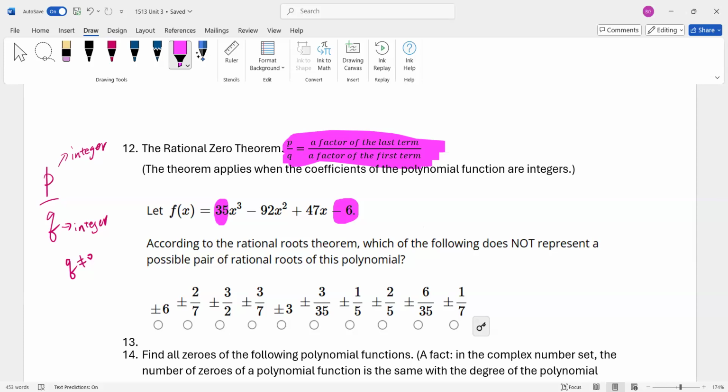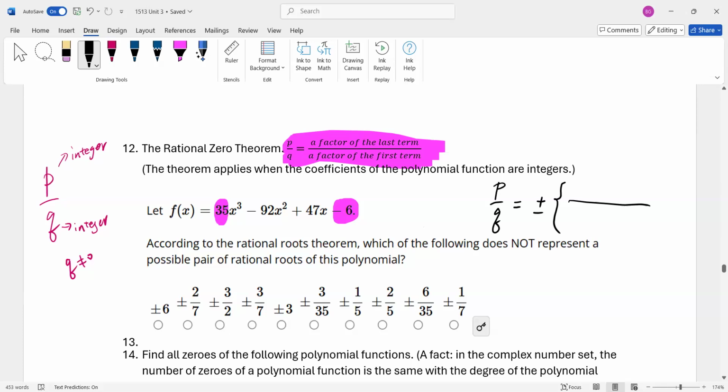And in this case, in this problem, the constant term is -6. The leading coefficient is 35. And we can find all the factors for the last term, -6, and then put it on the numerator. And then we do not have to worry about the sign. We always start with plus minus, and then put the absolute value of those potential rational zeros in the braces.